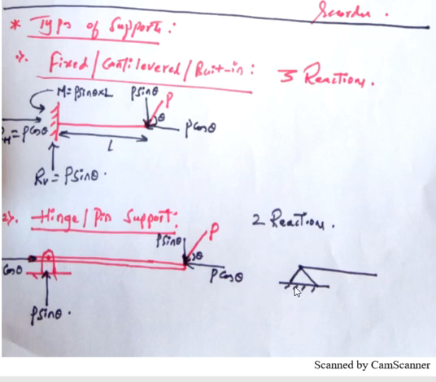Now the other way of representation is this way. This is the symbol for representing the pin support or hinge support. Now how many reactions are there for a pin support?